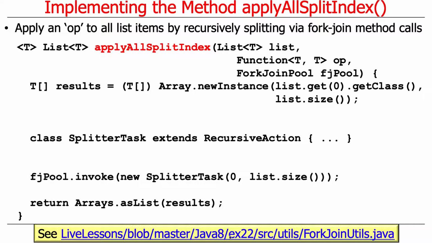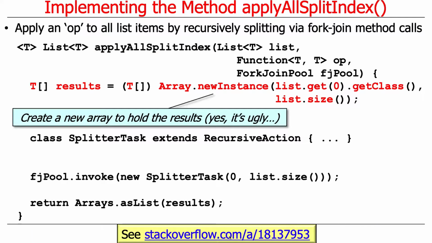It should be no surprise at this stage. This method takes a list, it takes an op, and it takes a fork join pool. And the op is a function, and we're going to apply that function to every element in the list and do the computations of the fork join pool. All right, so that's big picture view, no surprise, no change. The implementation, however, is quite a bit different. And it's really quite fascinating.